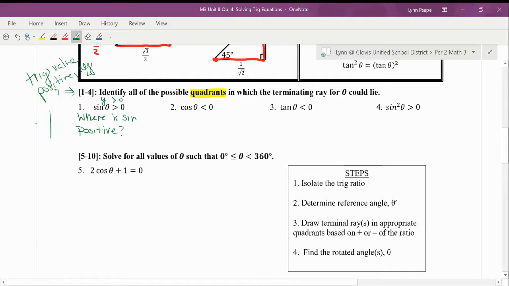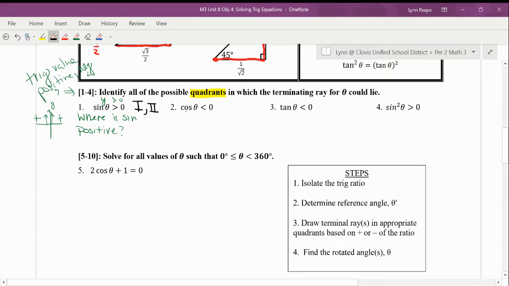If I look at the x and y axis, sine is a y value. So on the y axis, which direction do I need to head to get to positive values? Well, I would head up. So that means my answer is going to be here in quadrant 1 and in quadrant 2.